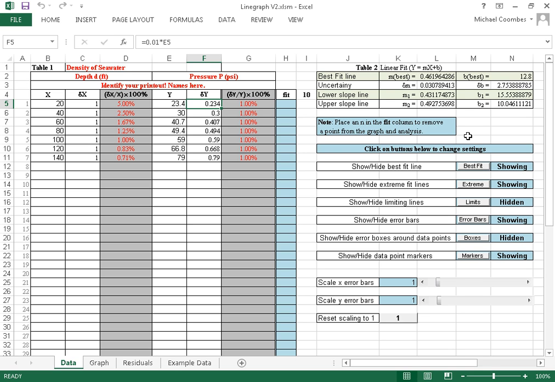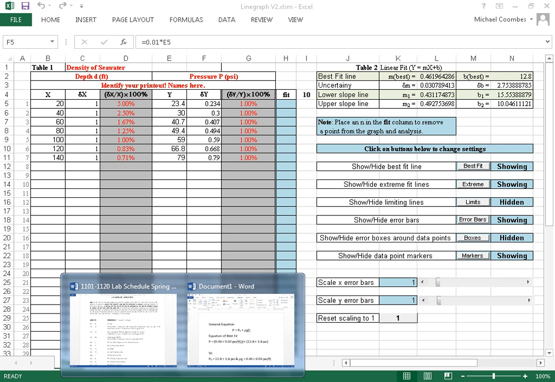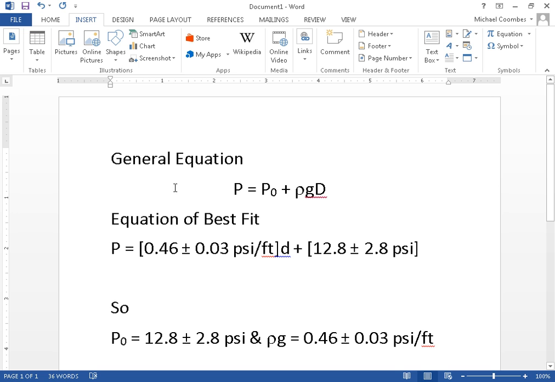Once we have the graph, we want to write the equation of the best fit graph. Here we have the general equation: pressure equals the pressure at the surface, plus rho, the density of the fluid, times G times the depth. The equation we get from the curve fitting program is this. Pressure equals this number. Notice that I've written it to correct sig figs.